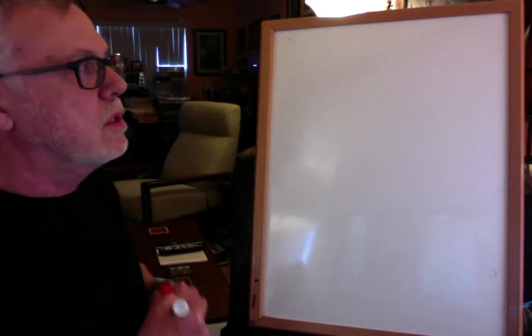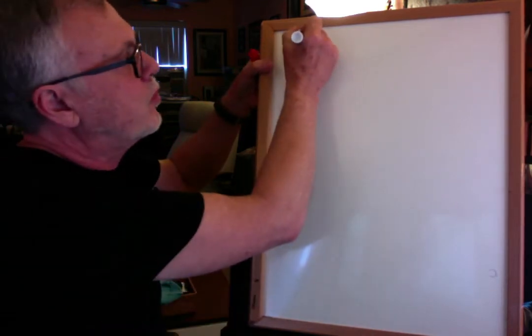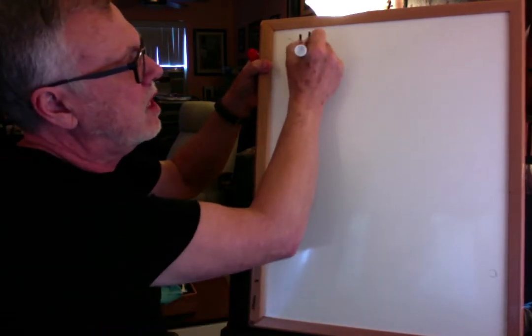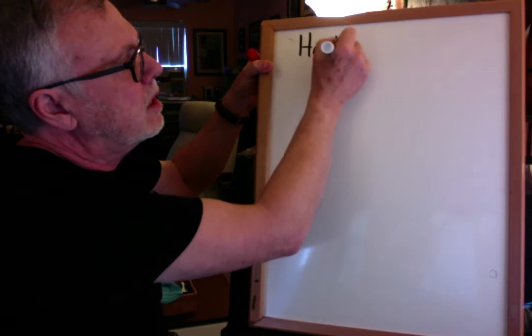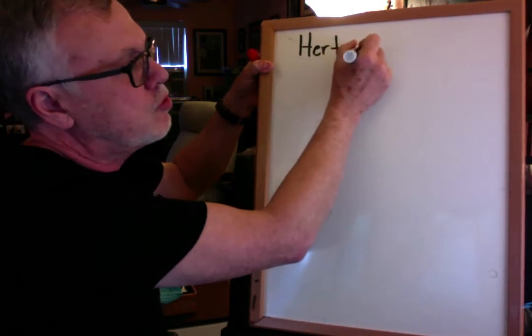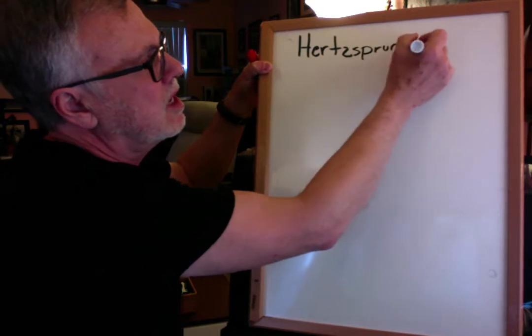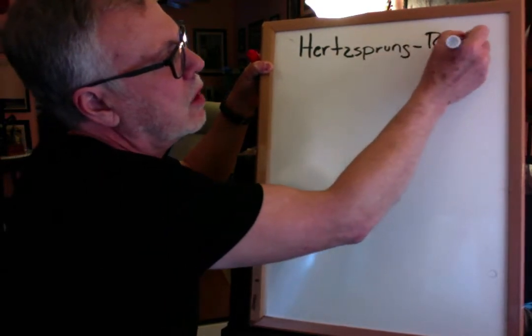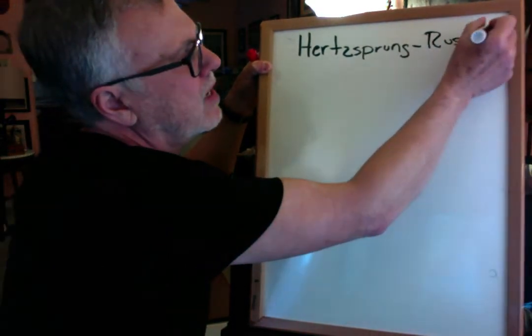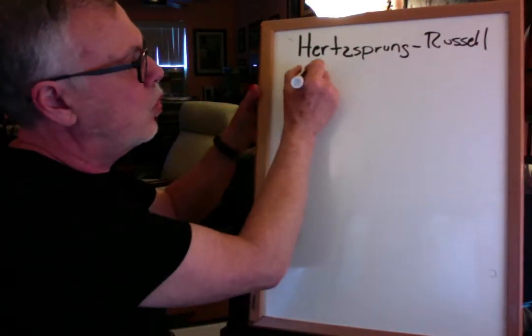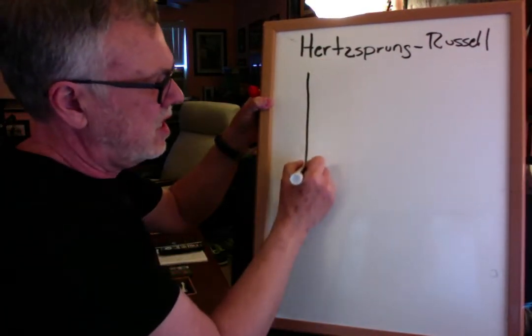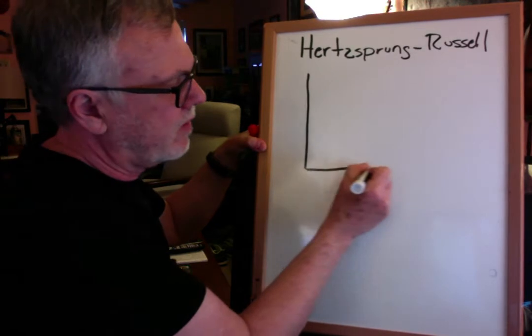Well, two astronomers came up with one way to do this, and they did it separately. One was a European, Northern European. Another one was an American. And so Hertzsprung and Russell came up with a means. And what they did is that they made a graph.